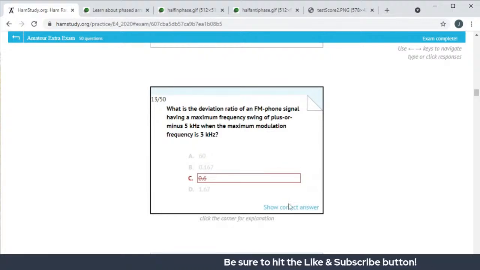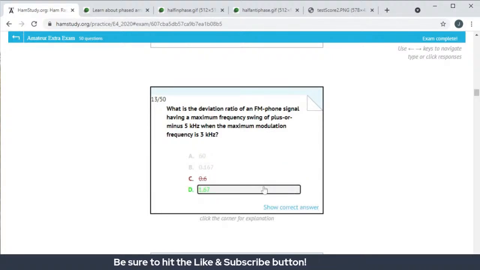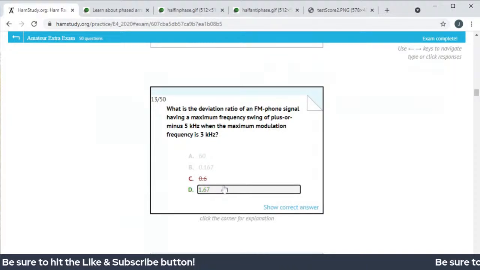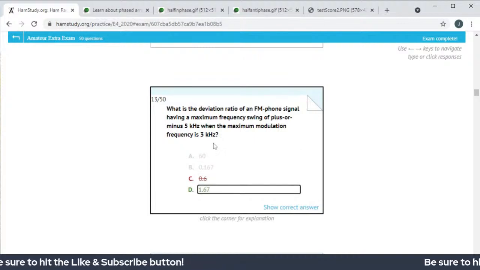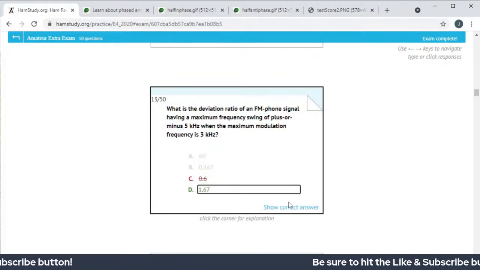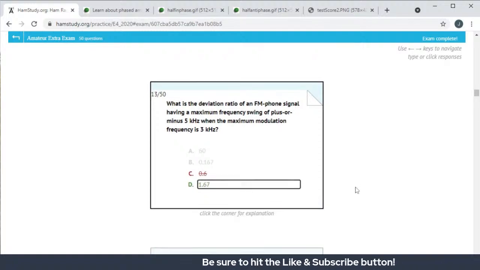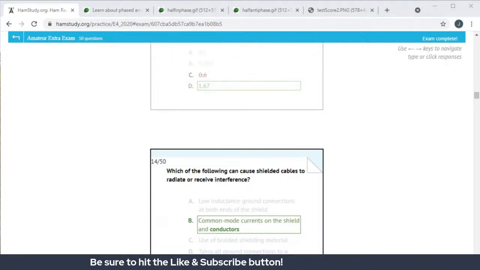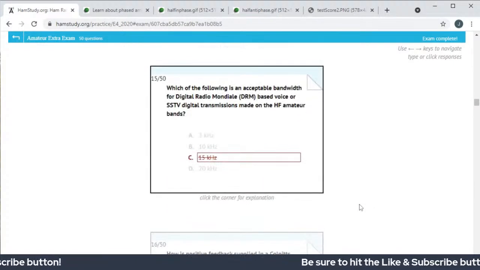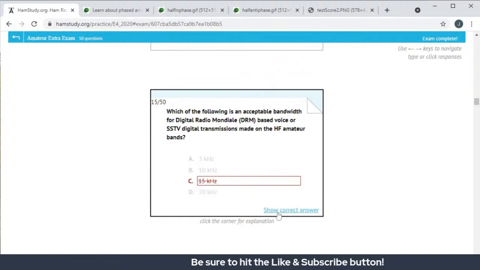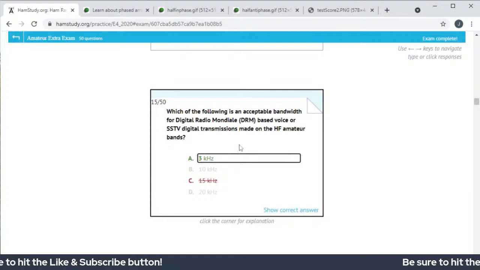And I believe you said this one was D. And yep, you're right. It is D. So it looks like this one is a straight 5 divided by 3, where I did 3 divided by 5. I was wrong.